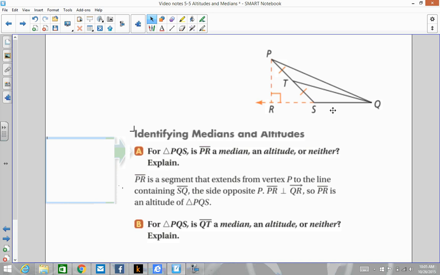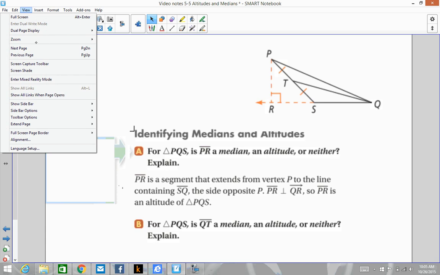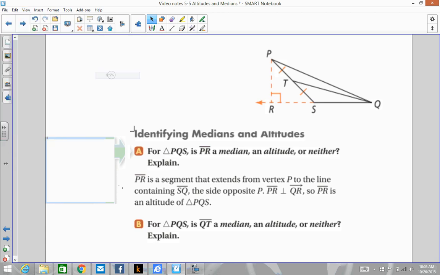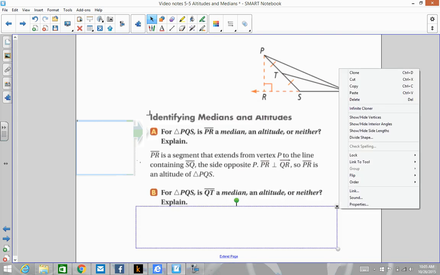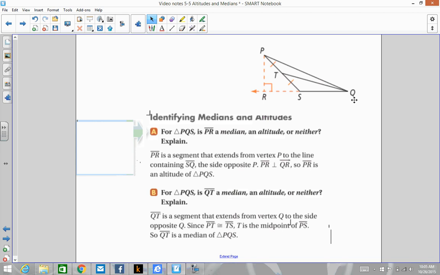All right, so for the next one, it says for triangle PQS, is QT a median, altitude, or neither? So if it goes from a vertex and intersects the midpoint, we know that will be a median. And so therefore we have our answers. How do you know whether segments are altitudes or medians? It depends on whether they go to a midpoint or they make a right angle. But be careful, because a perpendicular bisector does both those things. It goes to a midpoint and it makes a right angle. And that was from the last video.